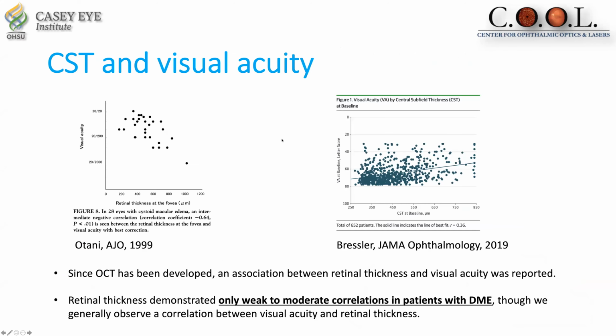Since OCT has been developed, an association between retinal thickness and the visual acuity was reported. However, retinal thickness demonstrated only weak to moderate correlations in patients with DME. This suggests that macular thickness alone may not be a good biomarker for visual acuity. A potential reason is that retinal thickness can vary substantially among normal individuals.